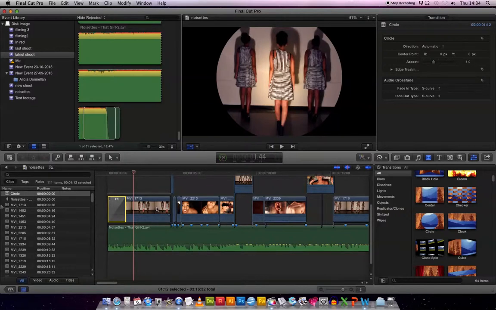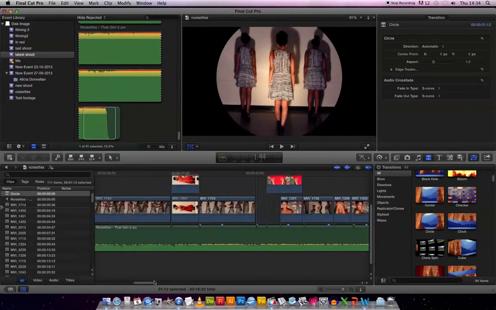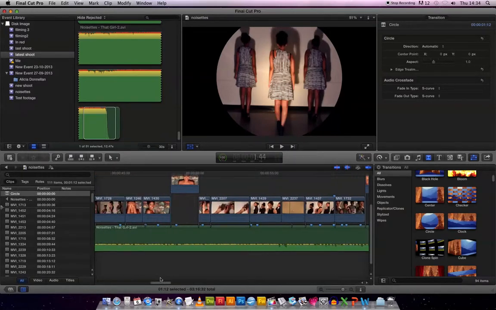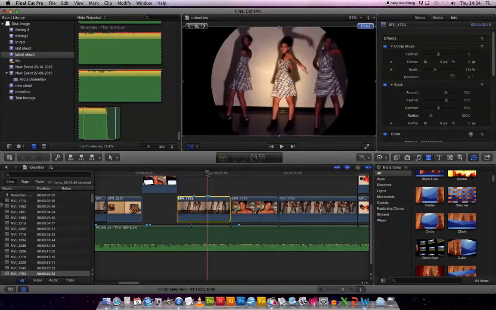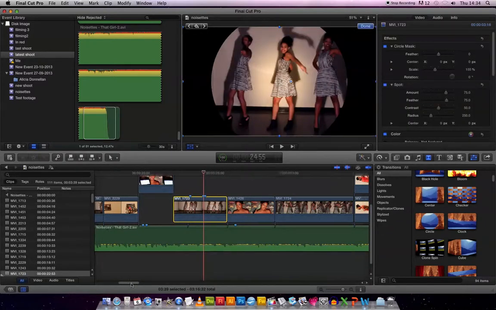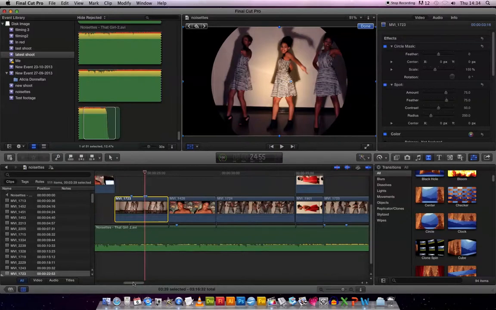It adds to the element of depth and is used a few times within my music video in a few scenes. So it's used there, it's used, oh, I forgot to find it now. It's used over here again, sort of when the girls are in that same place all together. So it just all links in together really nicely.